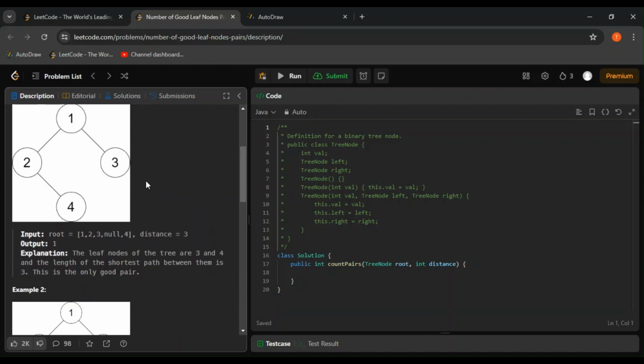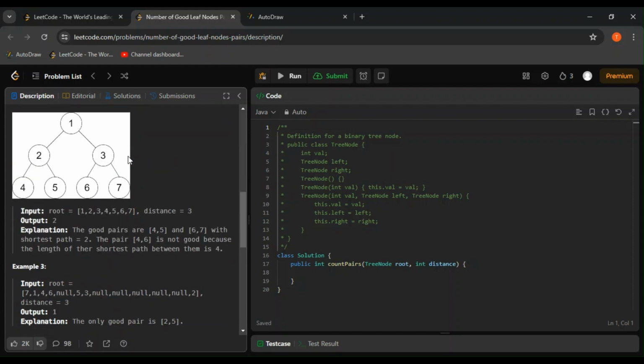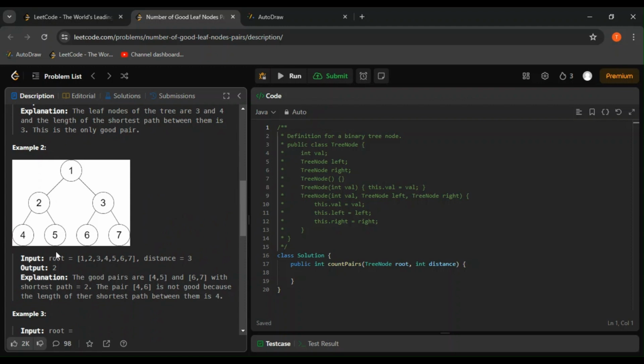Okay. So I can think of something. So let's say eventually I have all the leaf nodes in some store for me. Okay, now I need to find the distance between every pair.